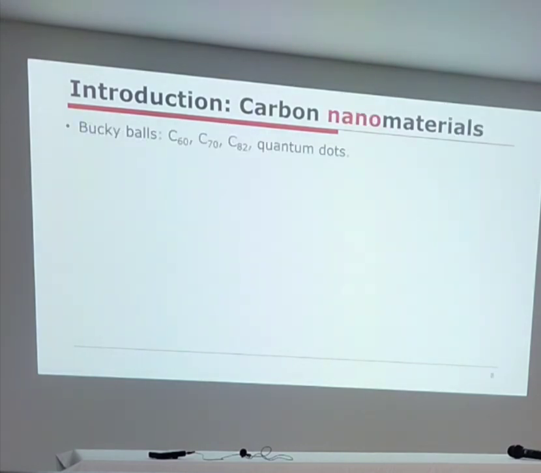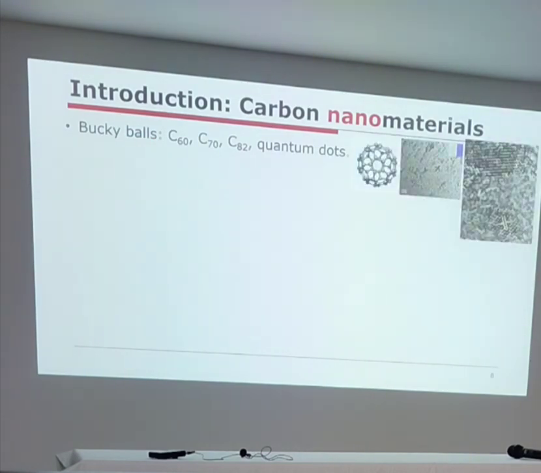So let's say for instance I have buckyballs like C60, C70, C82. Structure wise it looks like just a ball. In the panel, I think there was a lecture just before me where Professor Srivastava was talking about quantum dots, carbon quantum nanomaterial, right? So these are like small particulates, but they're all made up of carbon and to an extent also some hydrogen and oxygen conjugation inside.